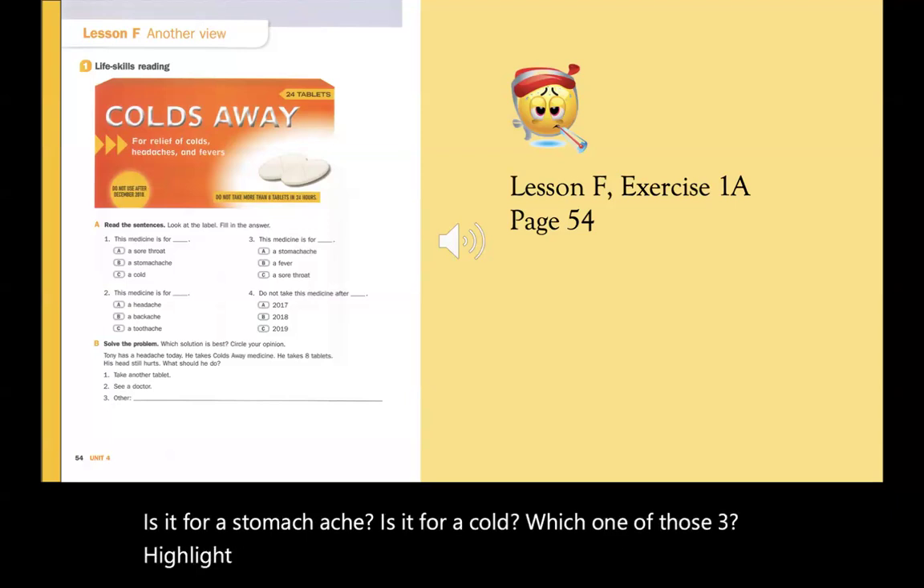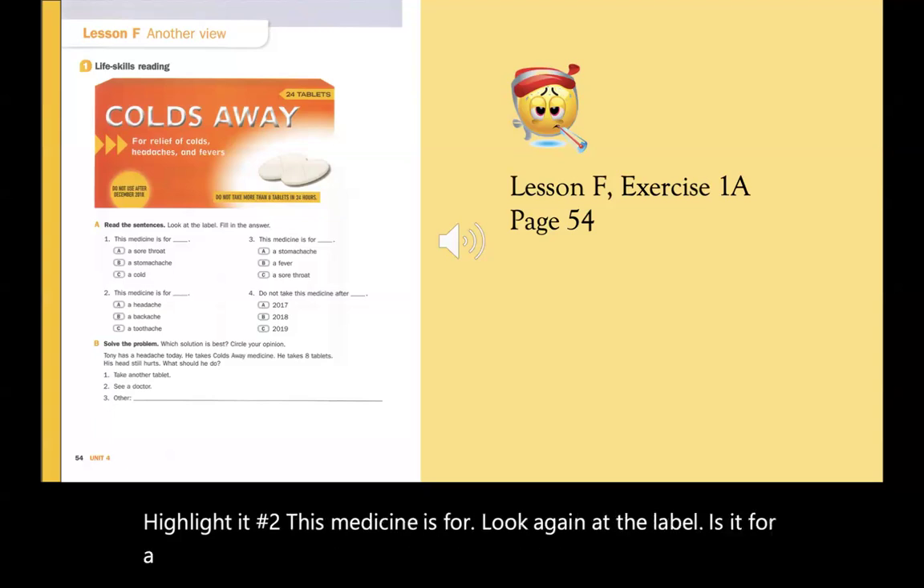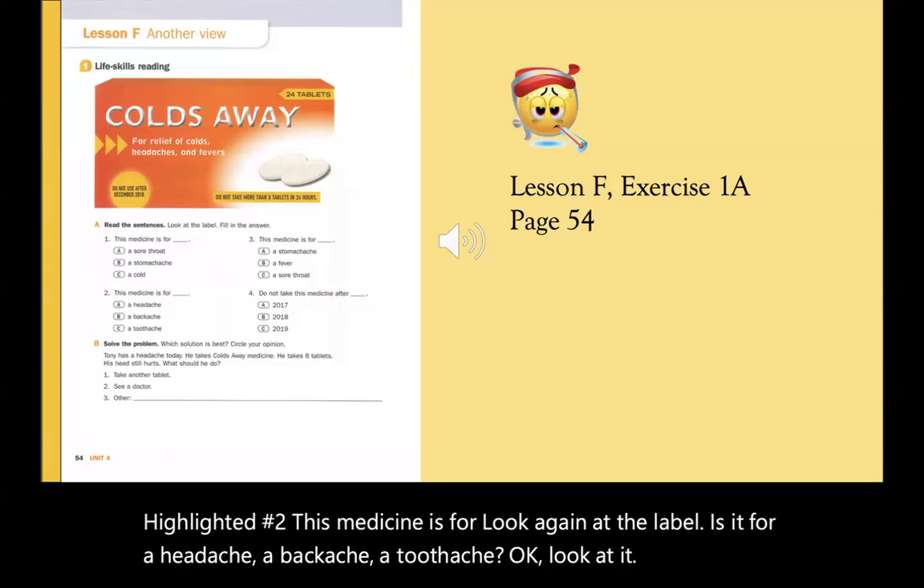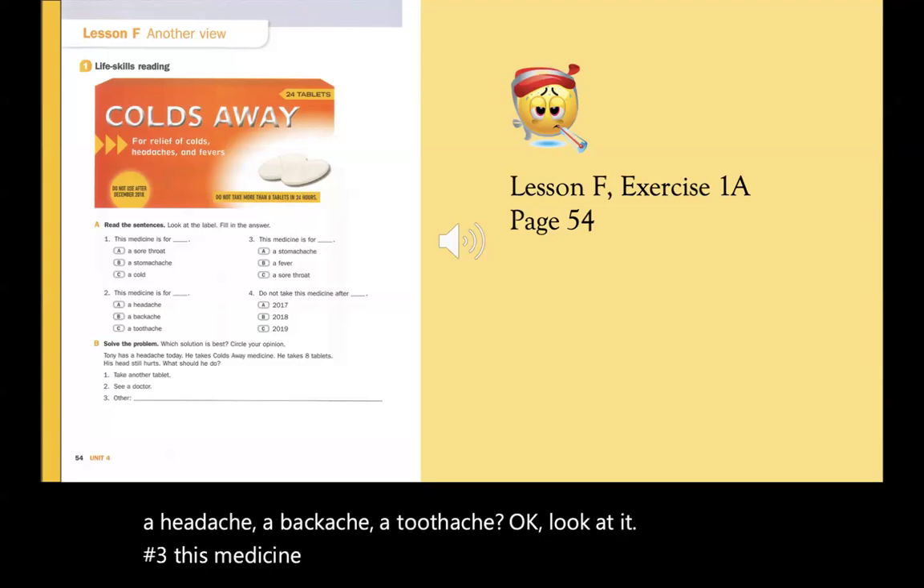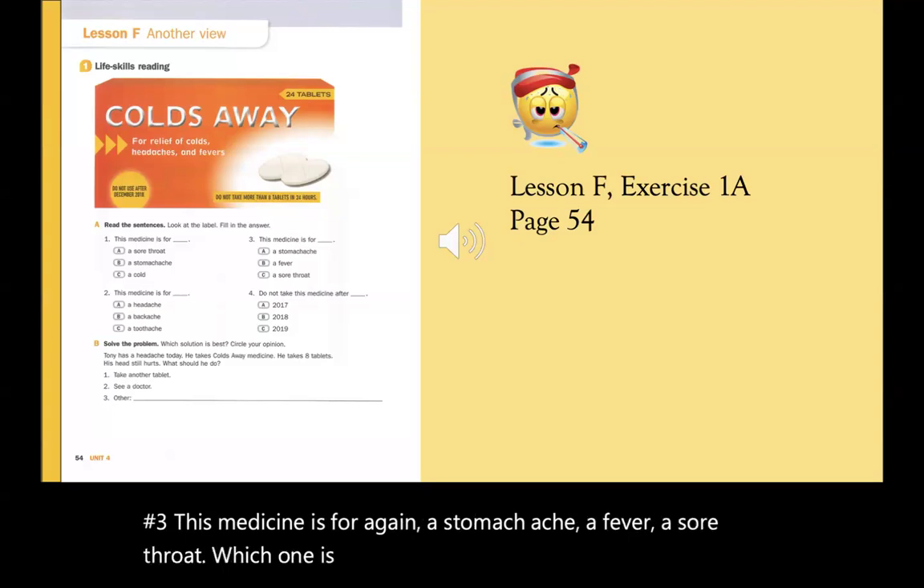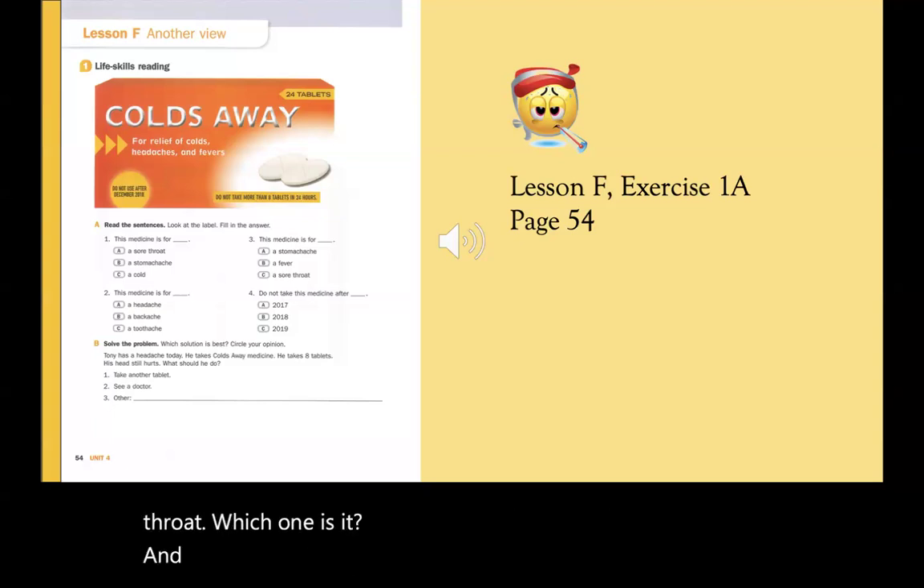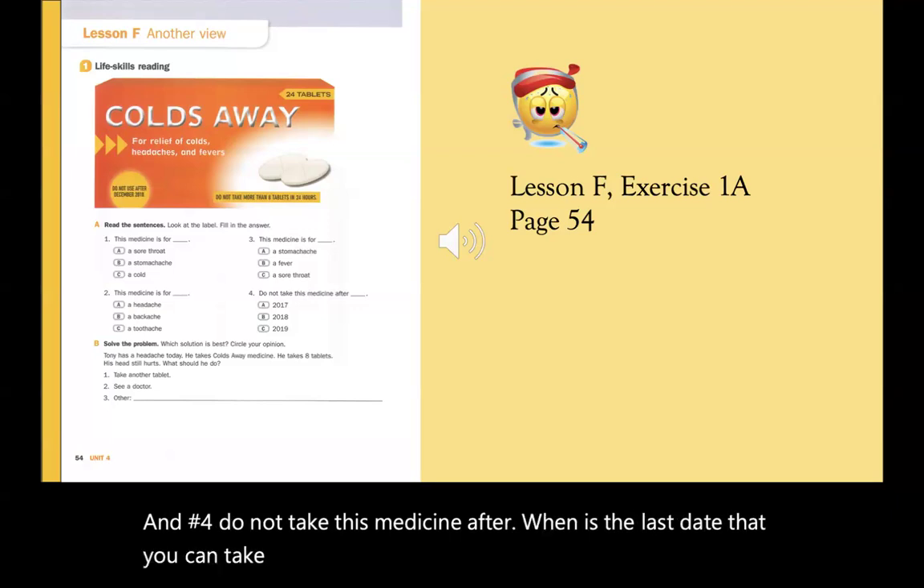Highlight it. Number 2, this medicine is for, look again at the label. Is it for a headache, a backache, a toothache? Look at it. Number 3, this medicine is for, again, a stomach ache, a fever, a sore throat. Which one is it? And number 4, do not take this medicine after. When is the last date that you can take it? Highlight that.